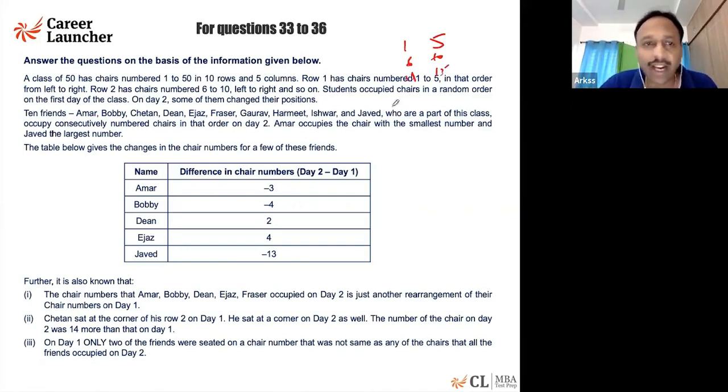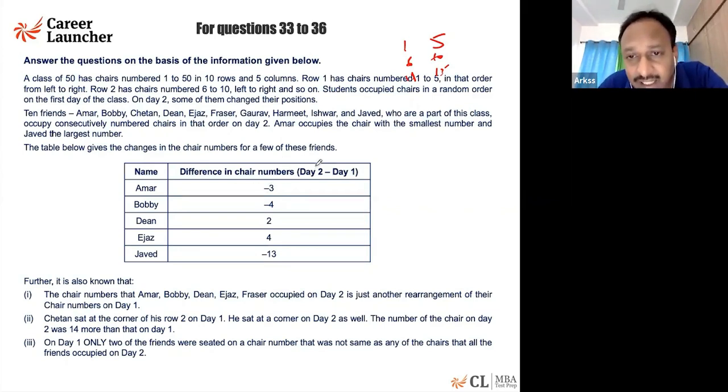Students occupy chairs in a random order on the first day of the class. Read the question always carefully. On day 2, some of them change their positions. 10 friends, A, B, C, D, E, F, G, H, I, and J, who are a part of this class, occupy consecutively numbered chairs in that order on day 2. Consecutively numbered. Amar is the lowest and Javed is the largest. The table below gives the changes in the chair numbers for a few of these friends.